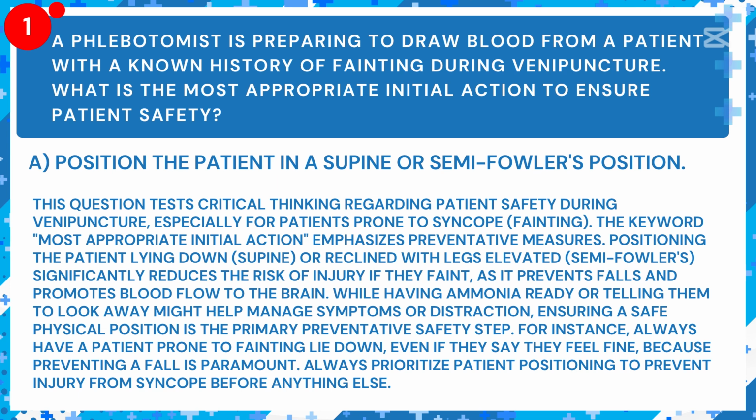While having ammonia ready or telling them to look away might help manage symptoms or distraction, ensuring a safe physical position is the primary preventative safety step. For example, always have a patient prone to fainting lie down, even if they say they feel fine, because preventing a fall is paramount. Always prioritize patient positioning to prevent injury from syncope before anything else.